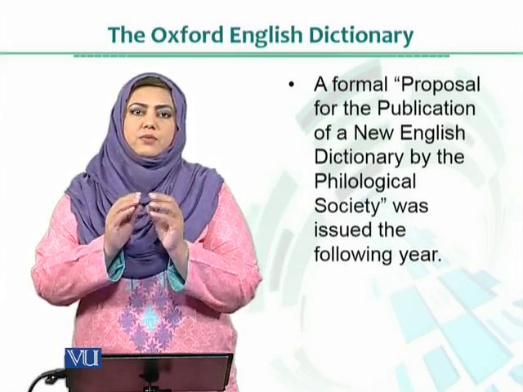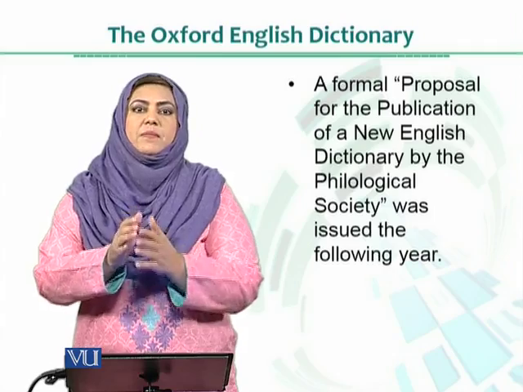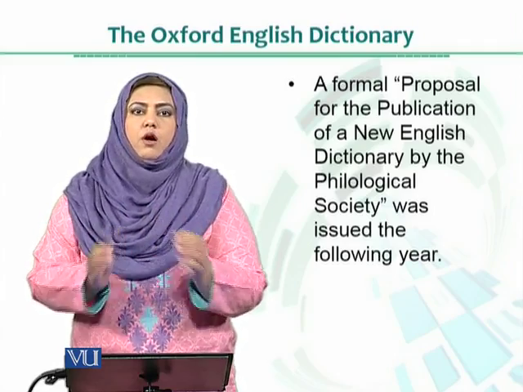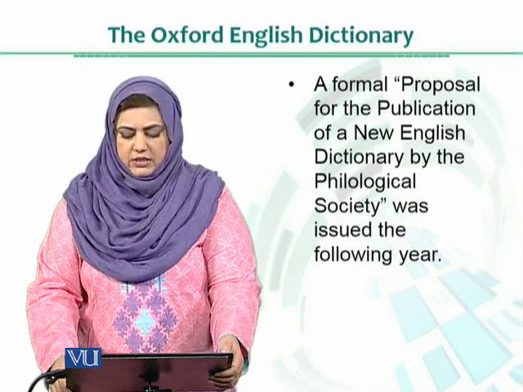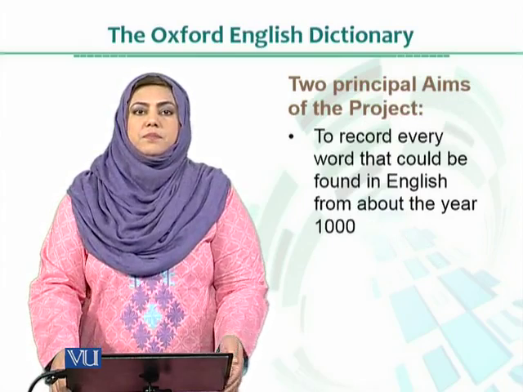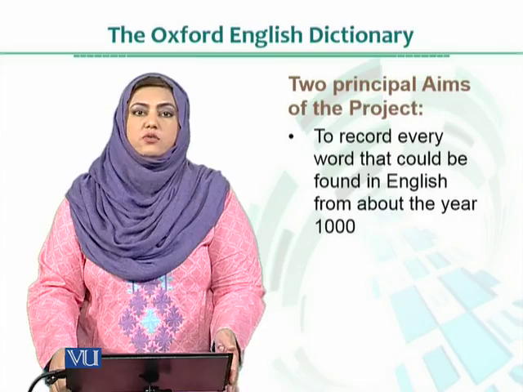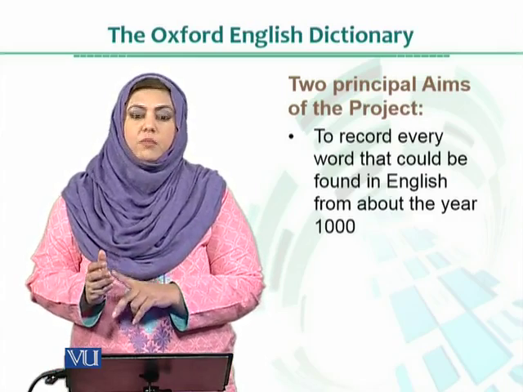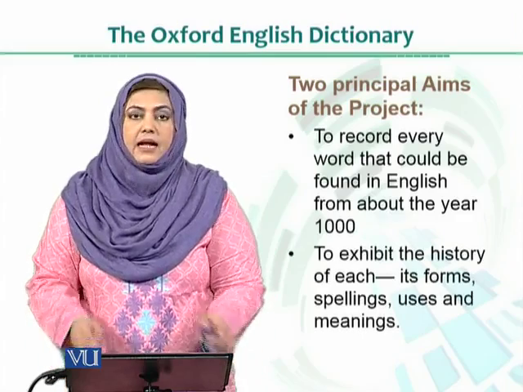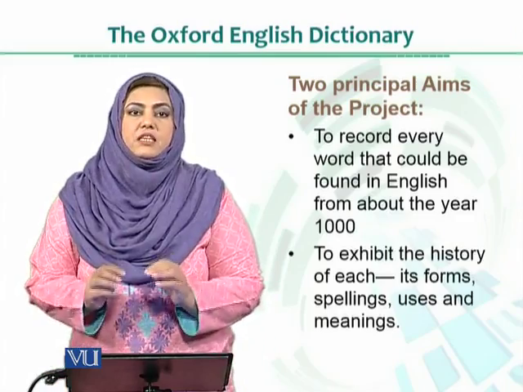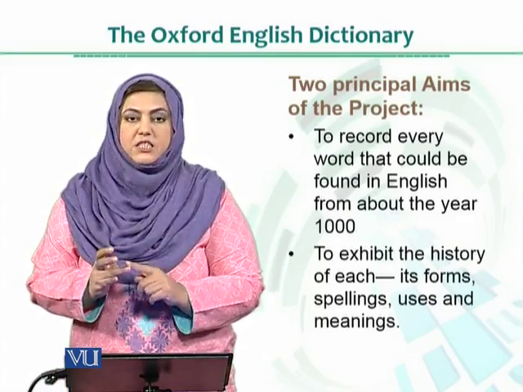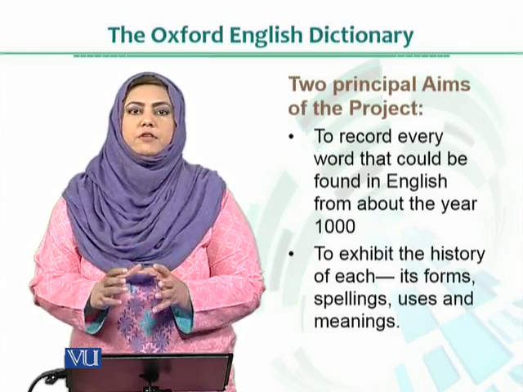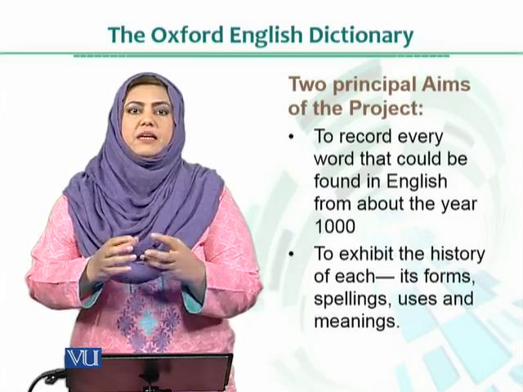So, the idea that started with the writing of a small supplement was given good thought and developed into the idea of publishing a proper, new dictionary. The project that was designed had two principal aims. First, to record every word that could be found in English from about the year 1000. And the second task was to exhibit the history of each of the words: its form, its spelling, its use, its past, its present, all its varieties. Every possible kind of information about that word would be gathered and made a part of this dictionary.